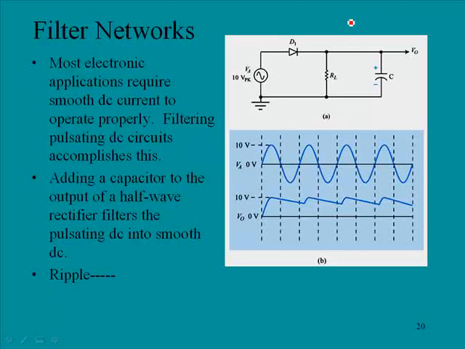Filtering pulsating DC circuits accomplishes this. Adding a capacitor to the output of a half-wave rectifier filters the pulsating DC into smooth DC. Now, notice this is basically the rectifier. Remember, we had an AC signal coming in, and then our output looked kind of like this. And then now we have added a capacitor, and the capacitor is adding what we're calling filtering. Now remember, the nature of a capacitor is it charges to a given voltage, and then it will hold that charge for a period of time.